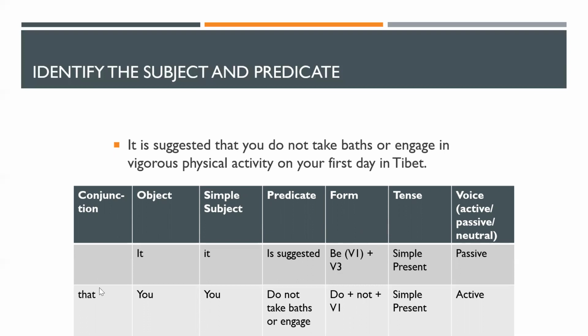Okay. The next one we have the conjunctions, and the second independent clause is you. Yeah, you do not take baths or engage in vigorous physical activity on your first day in Tibet. So you have the subject is you, and then the predicate do not take baths or engage. Why? Because we have do plus not plus verb one. Because we have the beginning is do, verb one, right? So it will be simple present. Because we have the combination between do and verb one, so it will be active.